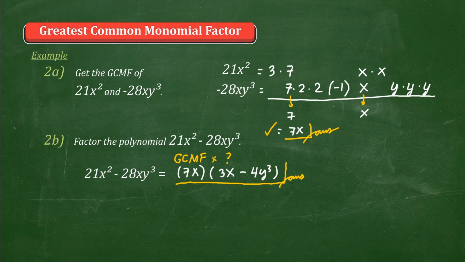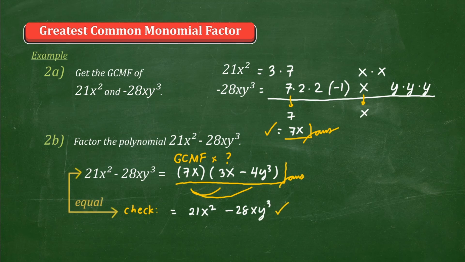It's a good habit to check, and we can do that by distributing the monomial 7x to this binomial. Let's try. 7x times 3x is 21x squared. 7x times negative 4y cubed is negative 28xy cubed. Our answer must be correct. Therefore, we can say that these are the factors of our polynomial.